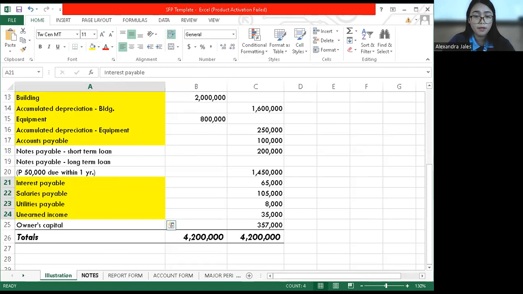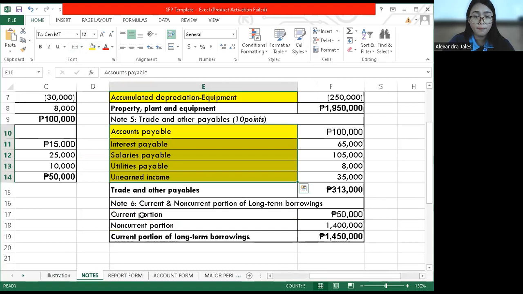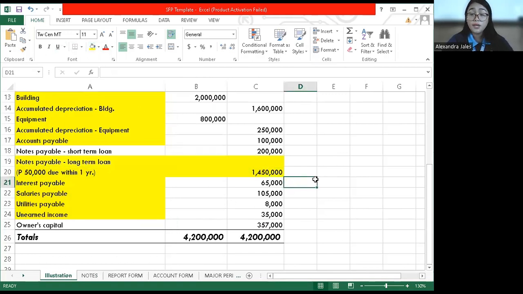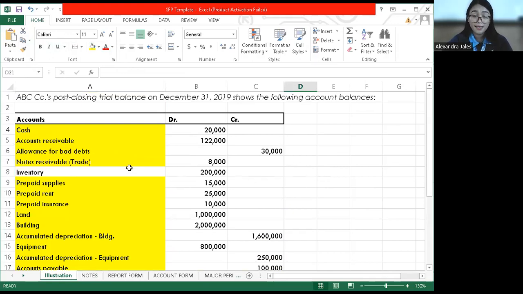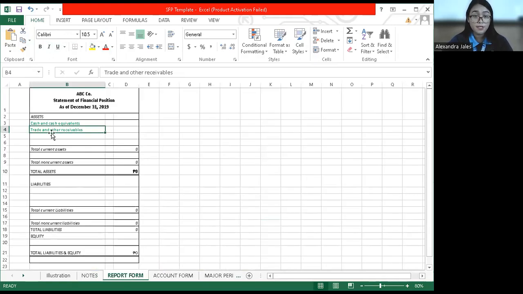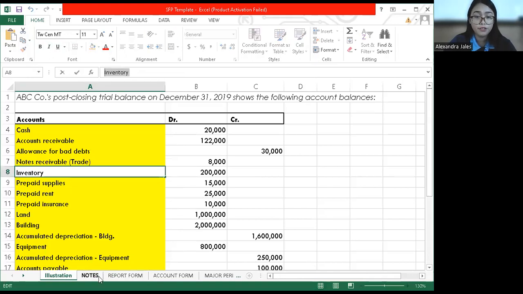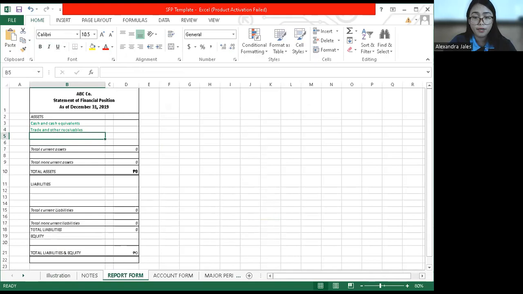Okay, good. Now we are going to have the current portion and non-current portion. So that would be, of course, for your long-term borrowings. So for long-term borrowings, you only have this one. So we just have to highlight this one. So we are going to use the following later on in our report form. So we already have trade and other receivables. Take note that your prepaid assets will be after your inventory. So we need to write first your inventory. This comes first, okay? So we have to write it down.